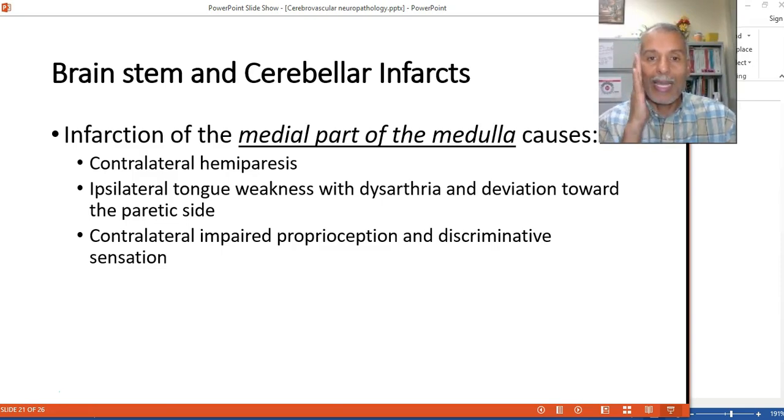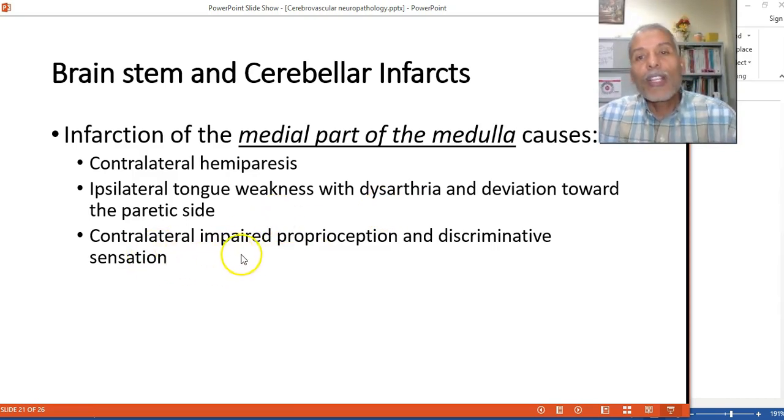as the infarction. So if I'm going like that, the infarction will be here, affecting the weakness here, and then the tongue is going to be strong here. The weakness of the tongue will be on this side.